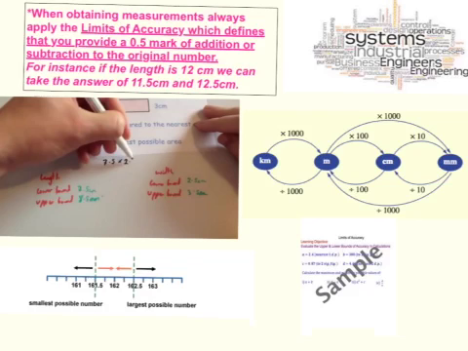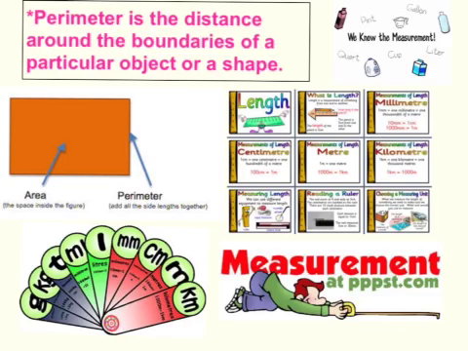When obtaining measurements, always apply the limits of accuracy, which defines that you provide a 0.5 mark of addition or subtraction to the original number. For instance, if the length is 12 centimeters, we can take the answer of 11.5 centimeters and 12.5 centimeters. There can also be another example. If you find that the tube is 15 centimeters, however, the teachers usually give the leniency of 14.5 centimeters to 15.5 centimeters.